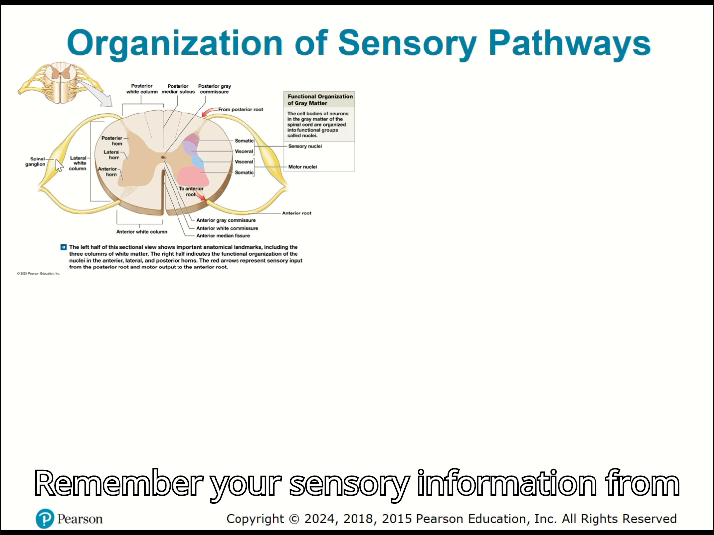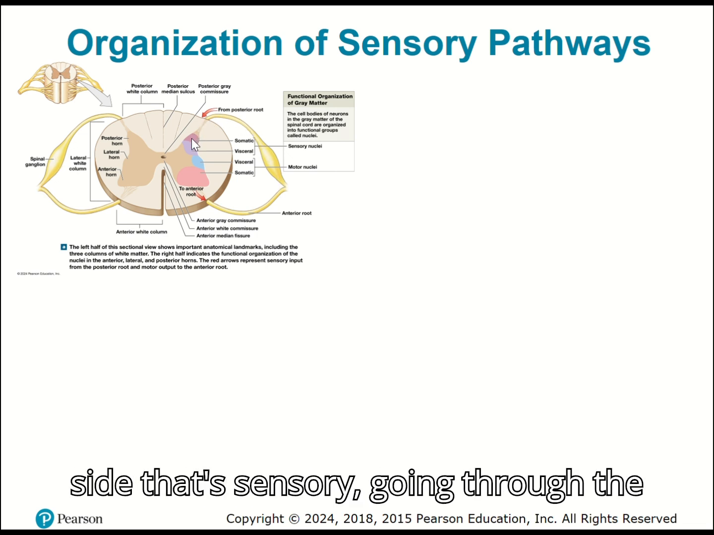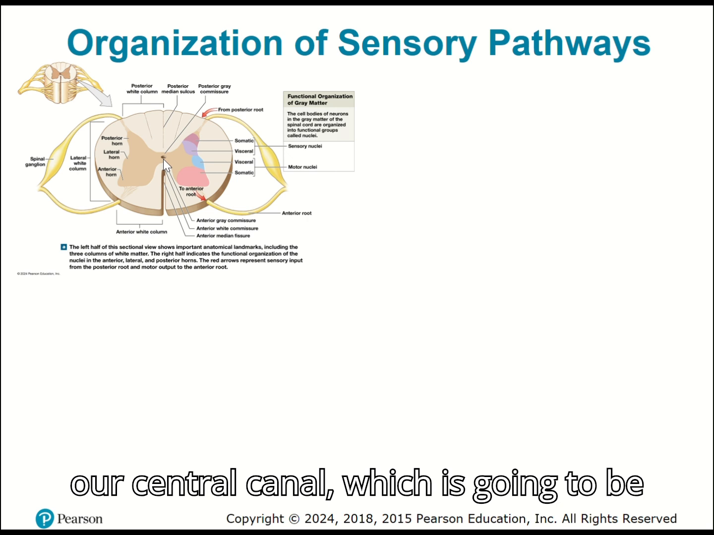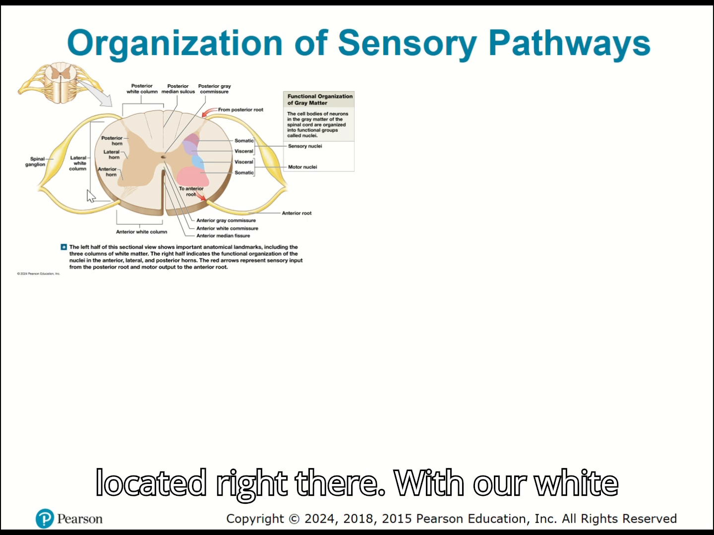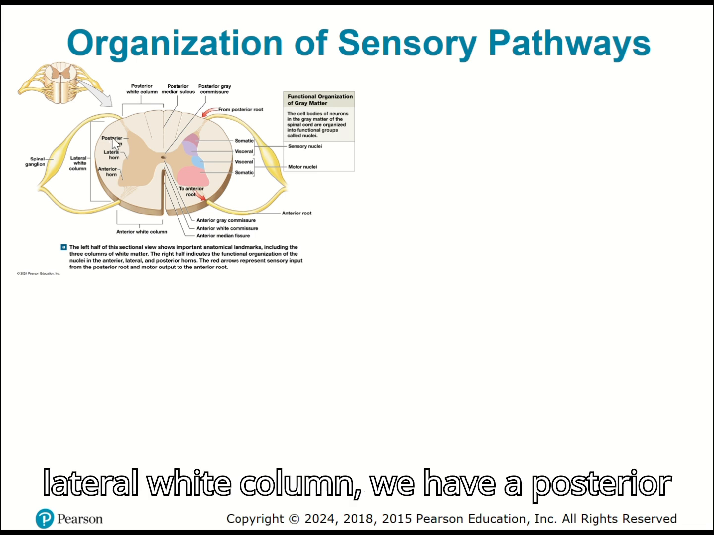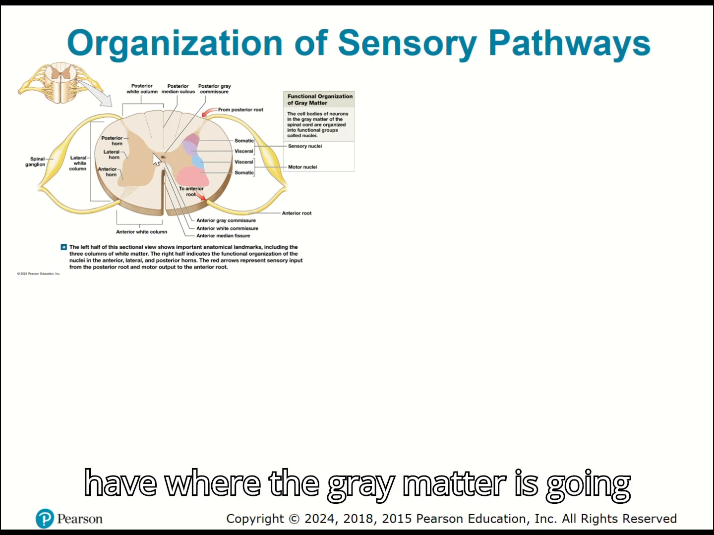Remember your sensory information from your afferent division. So we have the information coming into the posterior side, that's sensory, going through the gray horns, and then of course we can see our central canal, which is going to be located right there. With our white matter, we're going to have the different divisions of it as well. So we have the lateral white column, we have the posterior white columns back here too, and then we have where the gray matter is going across.